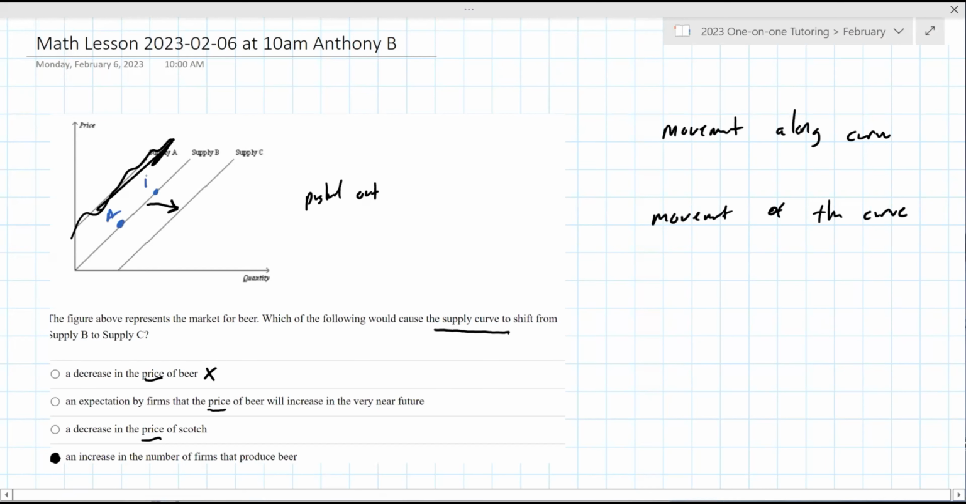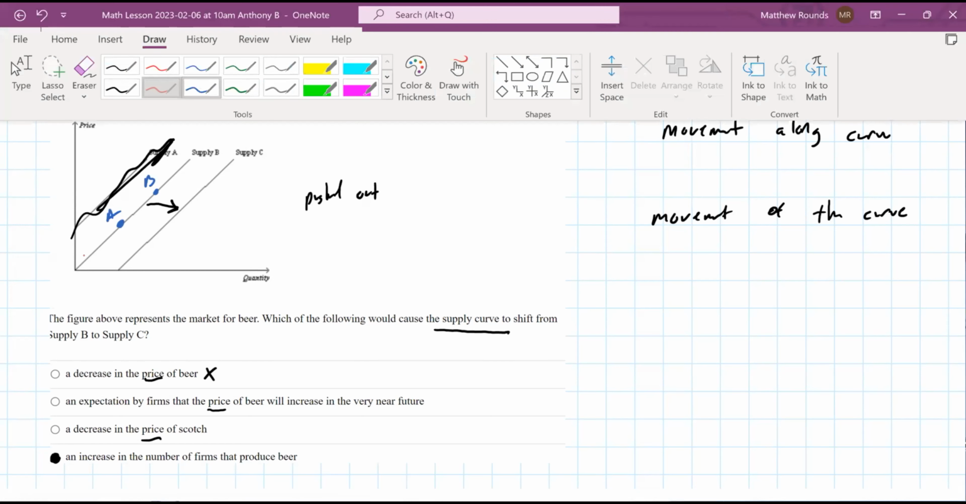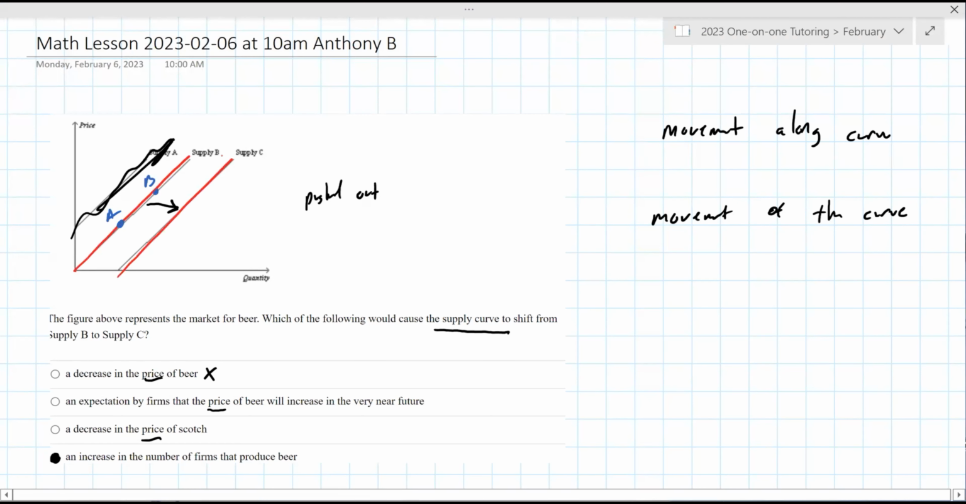From A to B, the movement of the curve is literally that line moving to that line. Is that clear? Yeah, I understand that. Okay, all right. Let's see if there's any other.